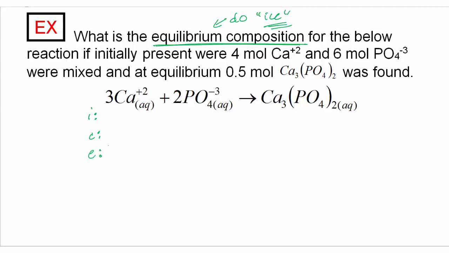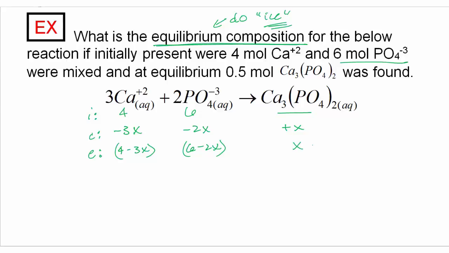So in the initial row, 4 moles of calcium, 6 moles of phosphate, and they said initially there's none of this calcium phosphate, dash. Okay, remember minus X for reactants, plus X for products for the change. So this is going to be minus 3X, minus 2X, and plus X. Add up the initial and change row to get the equilibrium answers. 4 minus 3X, 6 minus 2X, and X.